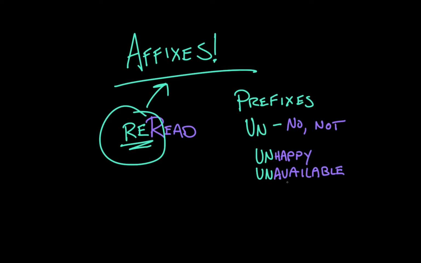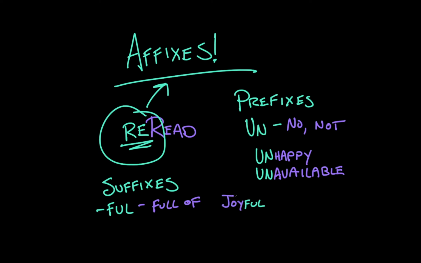You see? When we put affixes at the ends of words, they're called suffixes. The suffix full, for instance, means full of. So if you're full of joy, you're joyful. If you're full of gratitude, you're grateful. And if you're full of power, you are, say it with me, powerful. You are powerful. Look at all these words you can make.